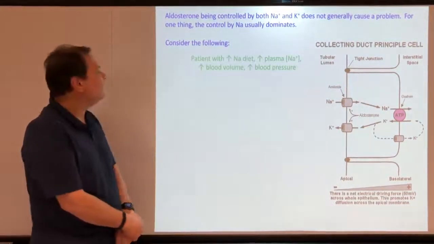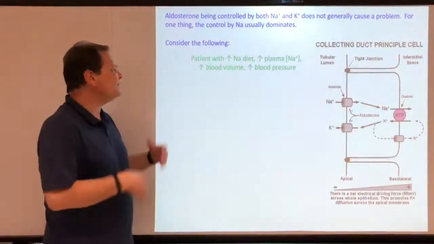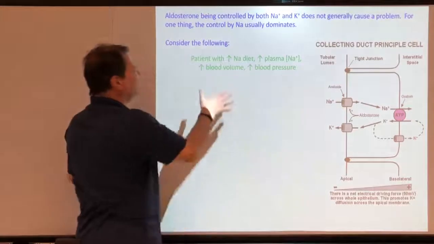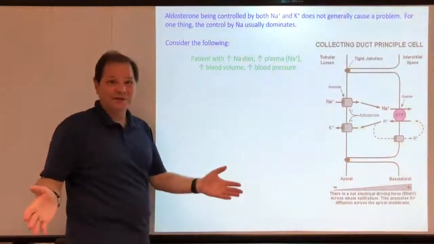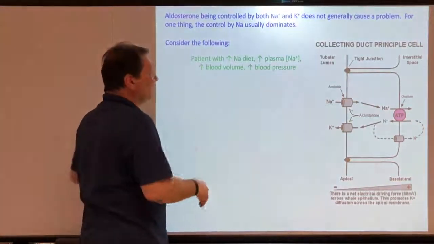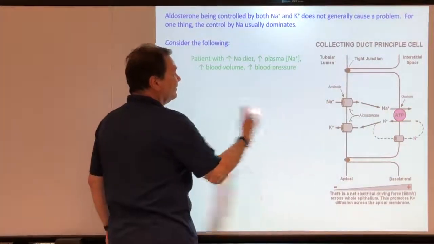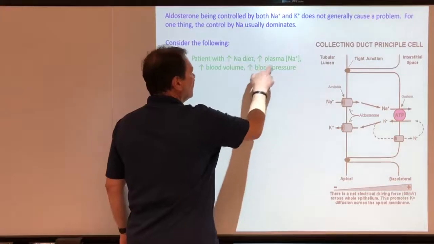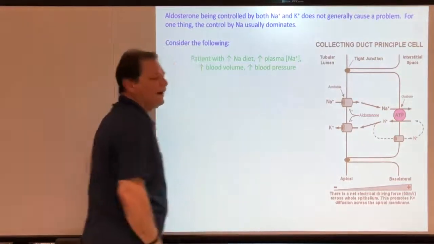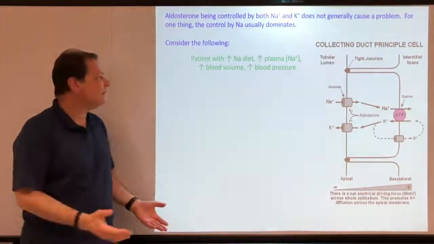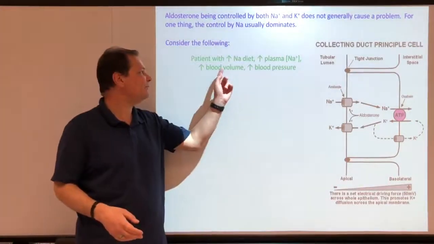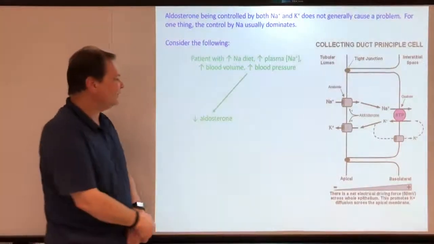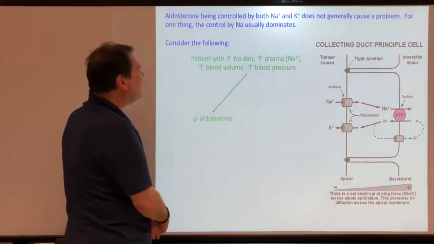Let's say you have a patient. A patient's got a high sodium diet. There's an increase in the plasma sodium. There's an increase in blood volume because of that, because high sodium in the plasma means higher osmolarity, and you reabsorb more water, and you have a high blood pressure. Okay, all right. So this is a high blood pressure patient with a high blood volume. All right. Let's think about what happens because we have this situation going on.